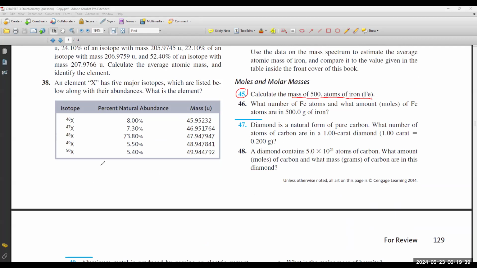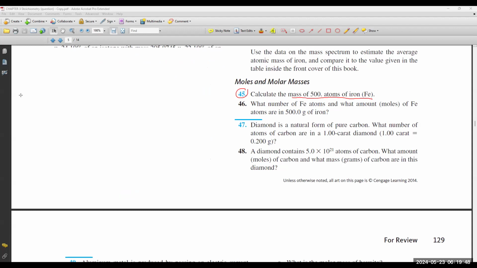So what is given to me is 500 atoms. Just take care of the significant figures. How many sig figs are there in these 500 atoms? You can see there is a decimal. Yes. Atoms of Fe. Start with this. Convert these atoms of Fe to moles of Fe and convert that moles of Fe to grams of Fe. For this you can use the periodic table.